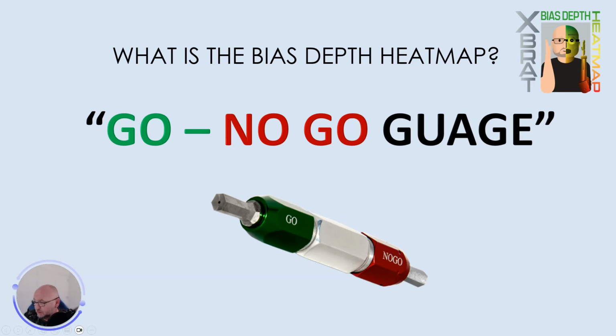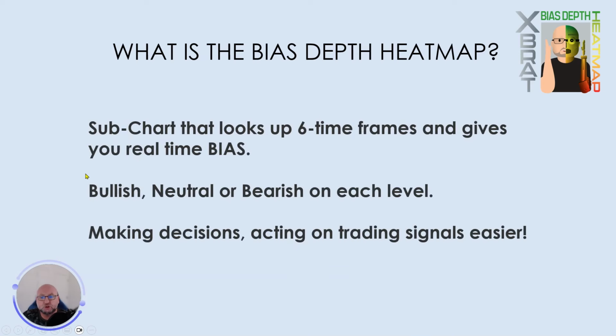And that's simple. So it's a subchart that looks up 6 time frames and gives you the real-time bias on all of those time frames. So whether it's bullish, neutral, or bearish on each level. So it makes decisions, acting on trading signals a lot easier. Simple rules are easier to follow. If you've got a signal, if you've got all 6 time frames in the same color, it's green. If you've got a long signal, then you've got a confirmation. You can act on that trading signal. If you haven't, you don't act.